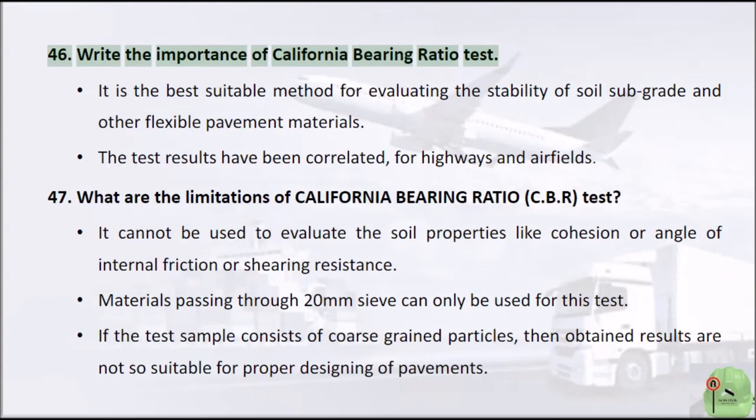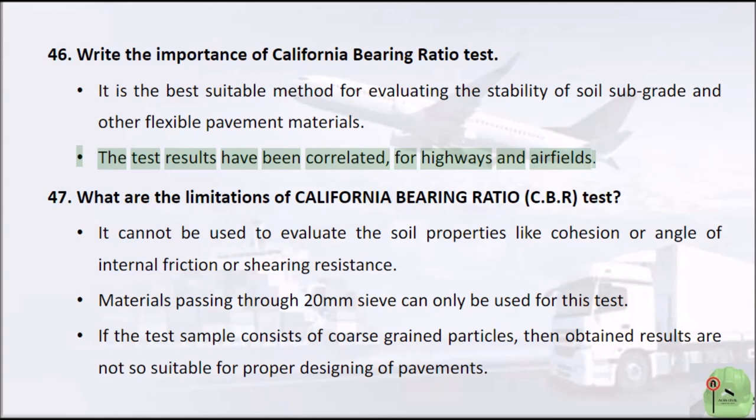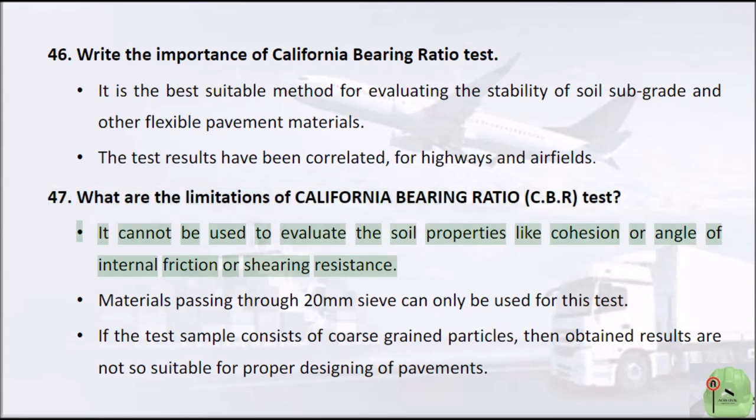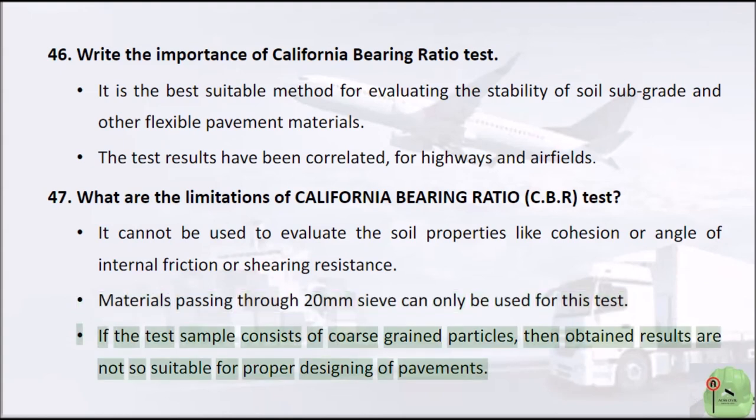Write the importance of California bearing ratio test. It is the best suitable method for evaluating the stability of soil subgrade and other flexible pavement materials. The test results have been correlated for highways and airfields. What are the limitations of California bearing ratio, C.B.R, test? It cannot be used to evaluate the soil properties like cohesion or angle of internal friction or shearing resistance. Materials passing through 20 mm sieve can only be used for this test. If the test sample consists of coarse-grained particles, then obtained results are not so suitable for proper designing of pavements.